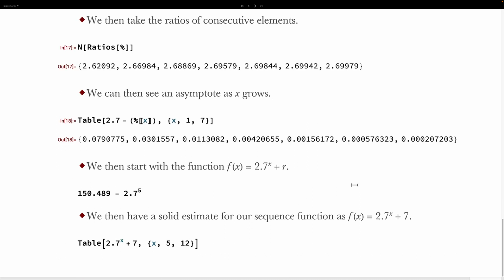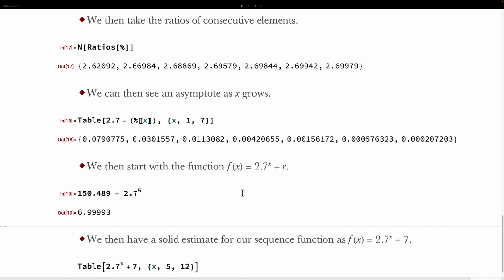From there, we can start with the function f of x is equal to 2.7 to the power of x plus r, and then plug in values for x and f to get that constant. Here, we know that f of 5 is equal to 150.489, so we take 150.489 minus 2.7 to the power of 5. This retrieves for us 6.99993, which is not quite there, but it's very close to being 7.